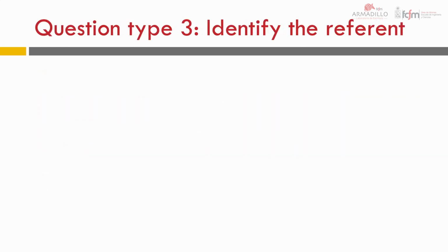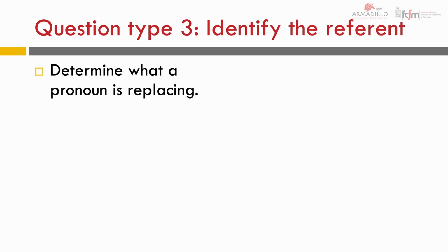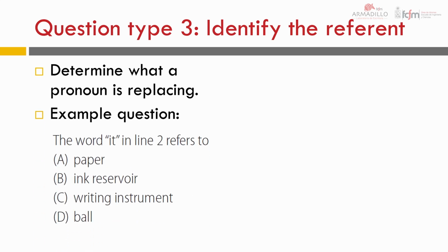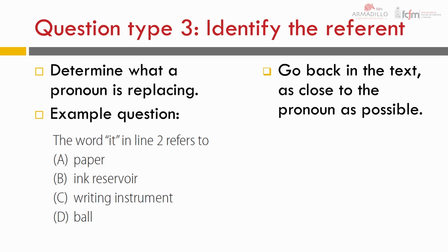Then, question type 3, identifying the referent. The referent means to determine what a pronoun is replacing, a pronoun like it or they or them, etc. An example question is this. The word it in line 2 refers to, and the specific word that it replaces. So you need to go back in the text and as close to the pronoun as possible.